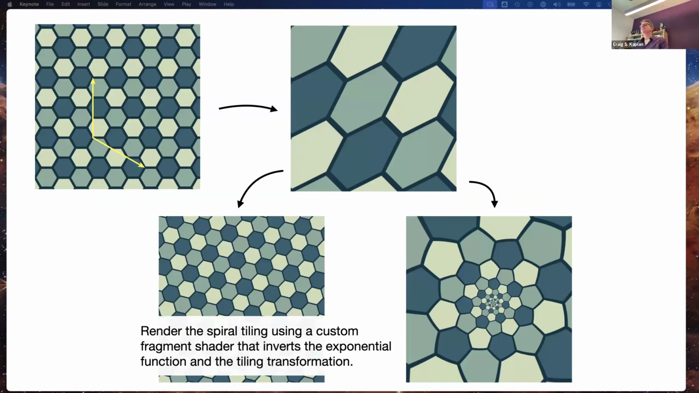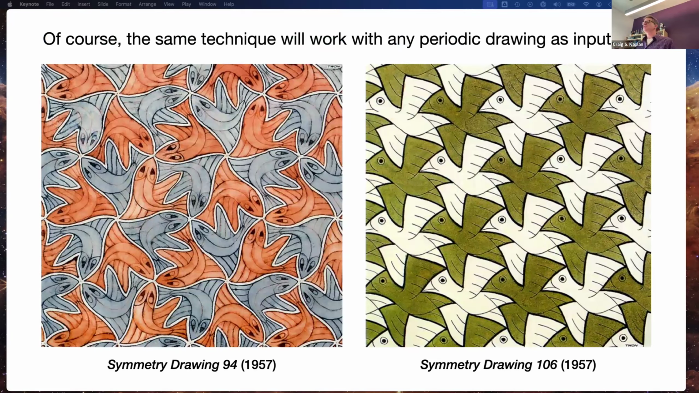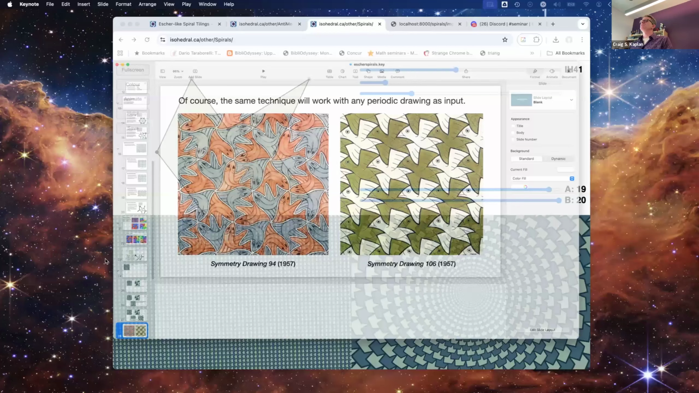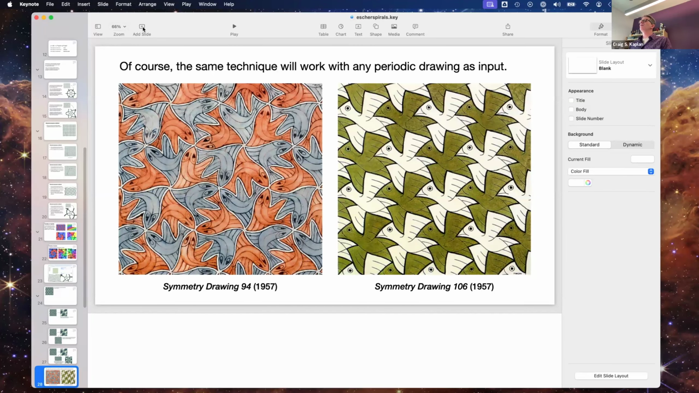But there's nothing about Tactile that is essential to this process. As I said, you can really start with any periodic pattern. So I have to demonstrate that. Oh, I quit my talk for no good reason. Let me just start that up again. Sorry.